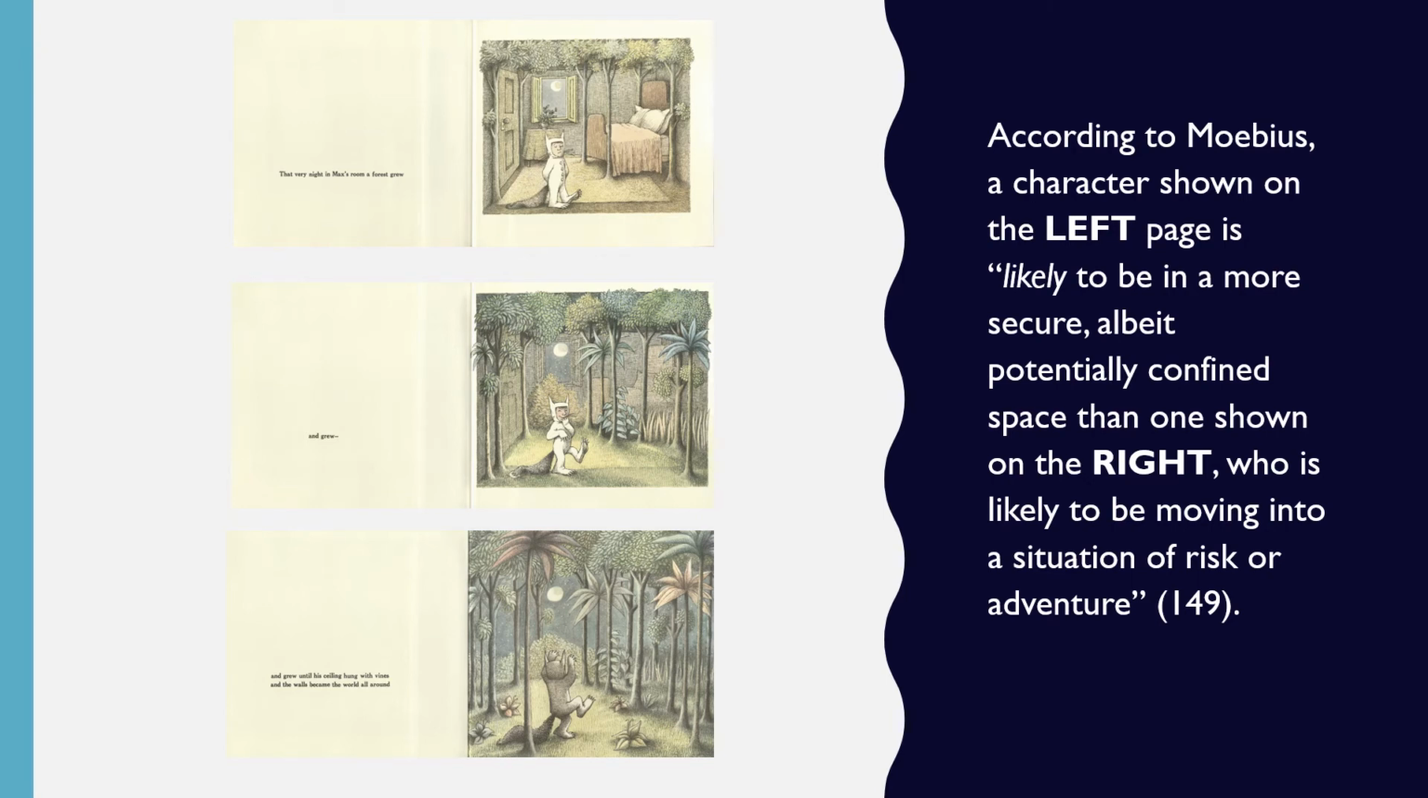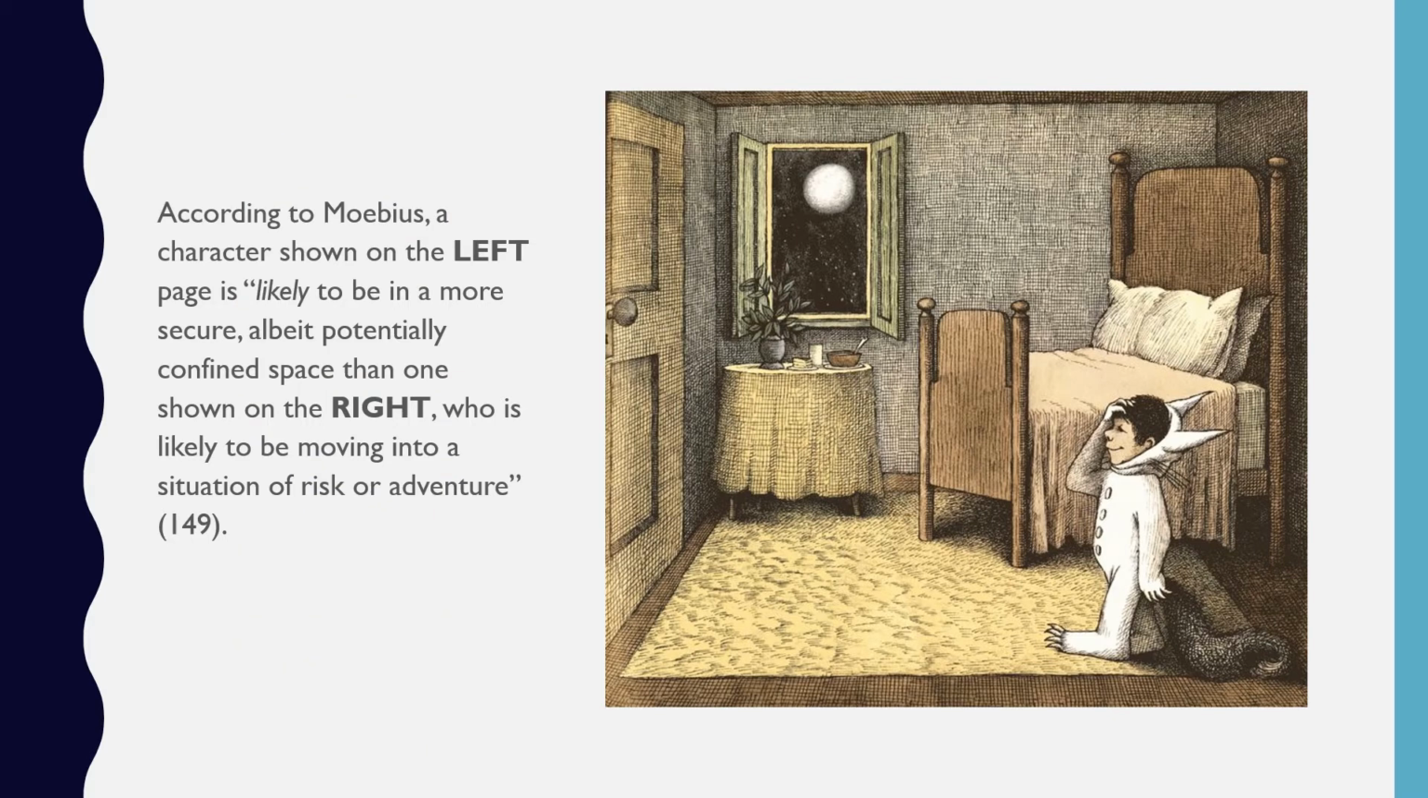So number 6, according to Möbius, a character shown on the left page is likely to be in a more secure, albeit potentially confined space, than one shown on the right, who is likely to be moving into a situation of risk or adventure. So if we look at these different double page spreads of Max going into the forest and his room turning into a forest, he always is going towards the right and moving into adventure. However, I think that this one is really interesting too.